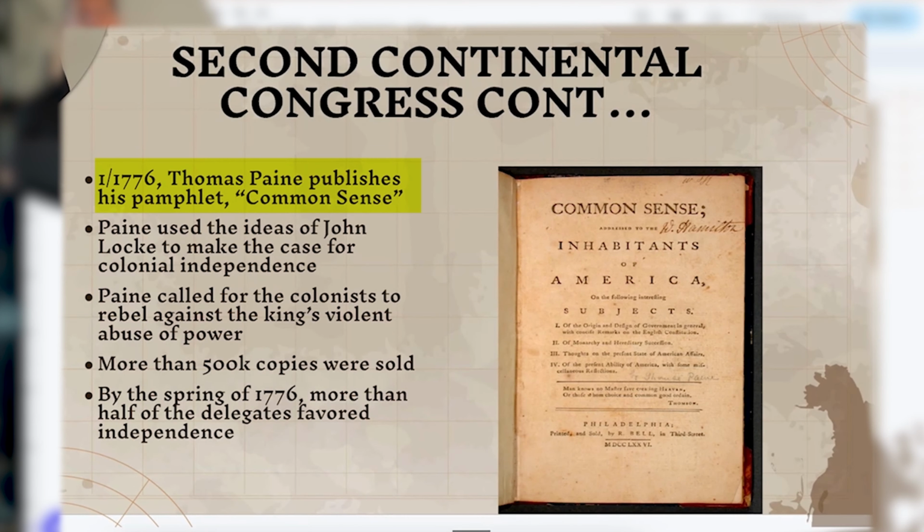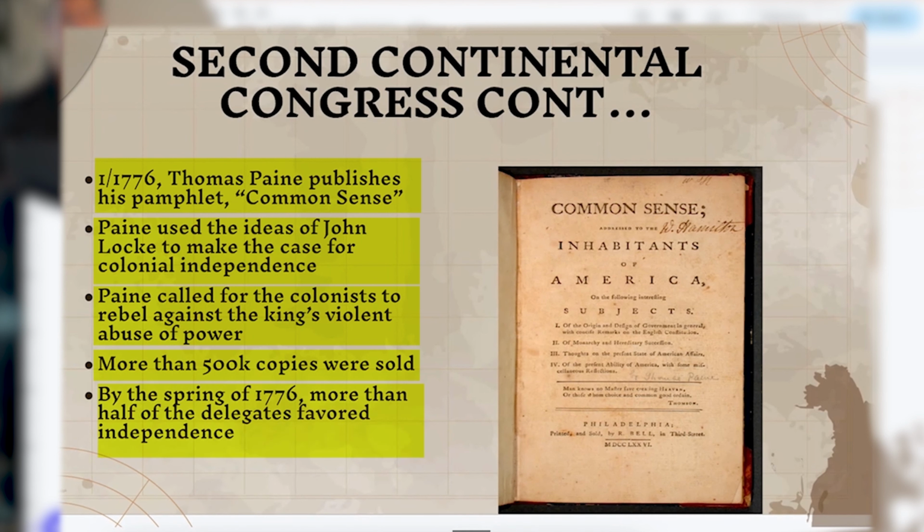So in 1776, Thomas Paine publishes a pamphlet known as Common Sense. Okay, so a lot of the ideas that Paine used in this pamphlet were from people like John Locke, the Enlightenment thinkers. And Paine called for the colonists to rebel against the king's abuses of power and become independent from England. More than 500,000 copies of this pamphlet were published and released, all right? So that's like going platinum today if you're Drake or Taylor Swift or another artist, all right? This is incredible. Thomas Paine basically went viral before going viral was a thing.